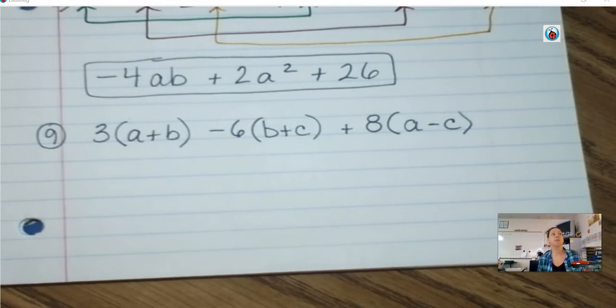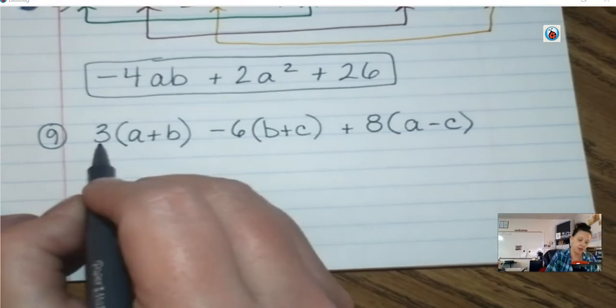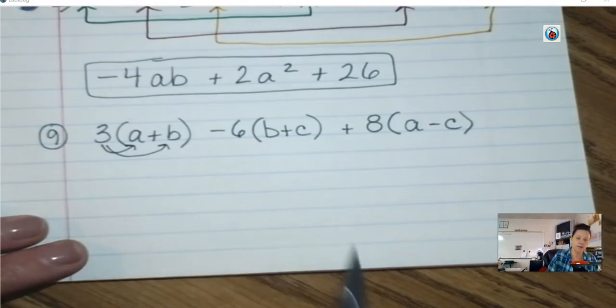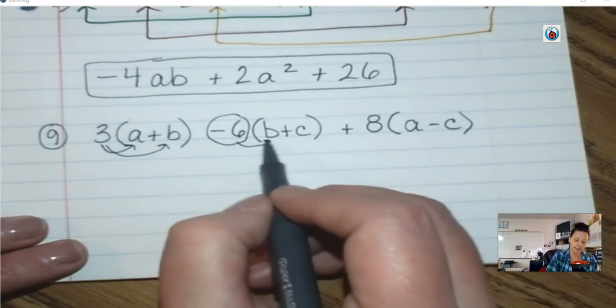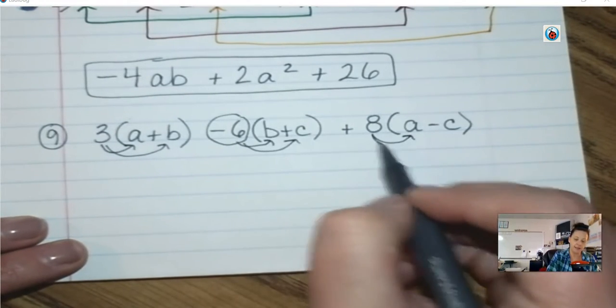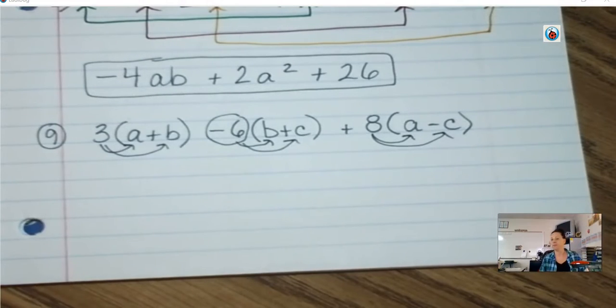Okay, we always want to simplify everything first, so go ahead and do your distributive property. There's 3 distributive properties to do. So take your 3 and distribute that. Take your negative 6, distribute that, and take your 8 and distribute. Okay, go ahead and do that.